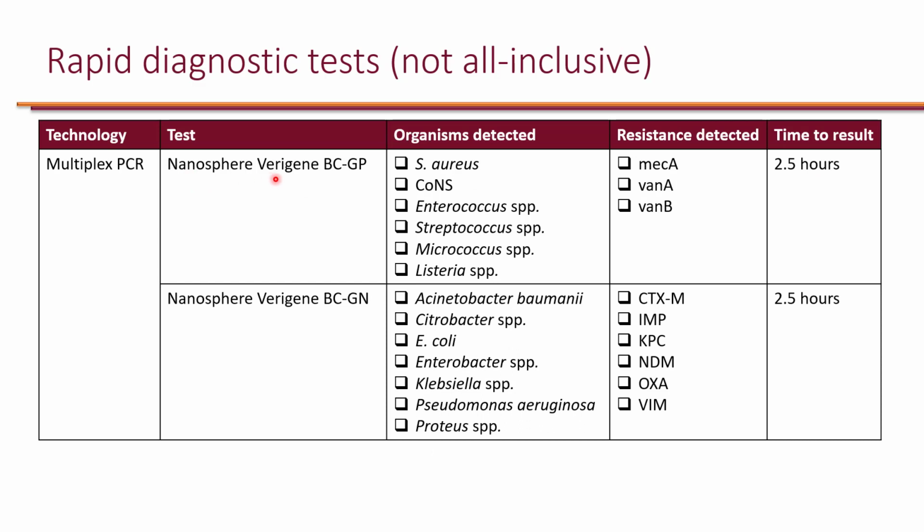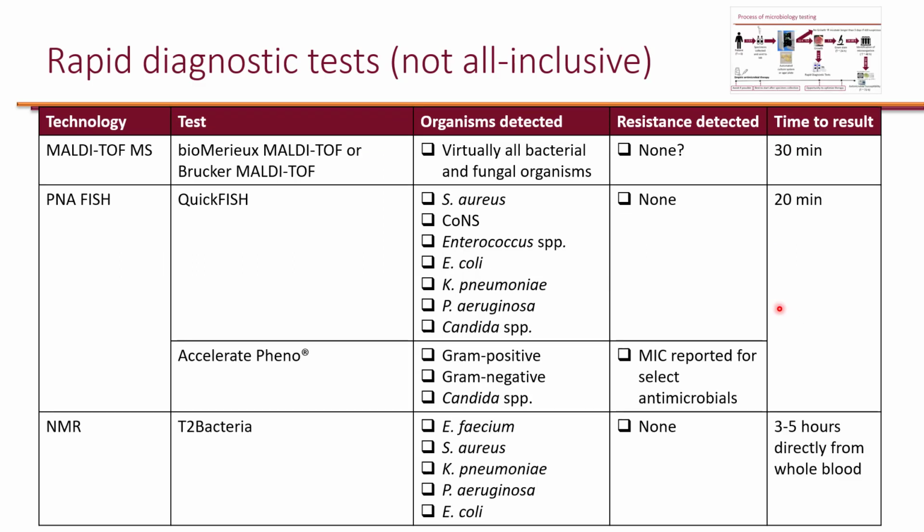Another test that's commonly used is the Verigene test. There are 2 different ones: one specifically for gram-positive and one for gram-negative. Again, these are the organisms it's capable of detecting and the resistance genes that go with them. This one takes a little bit longer, but still pretty reasonable. It will tell you the results in about 2 to 2.5 hours.